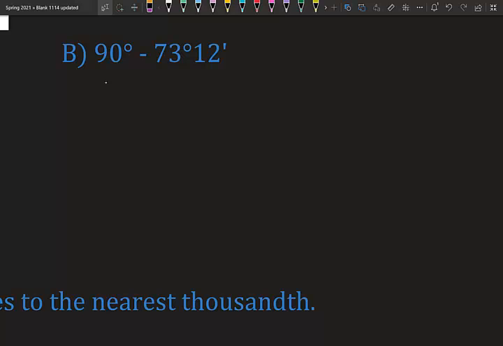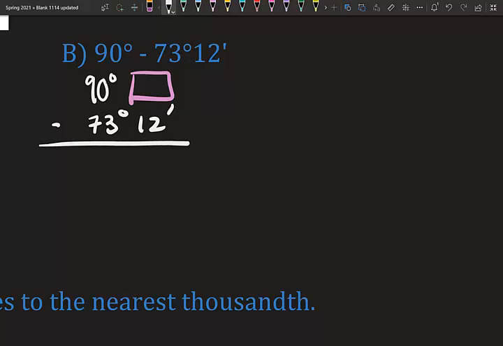All right, so we have 90 degrees. We're going to subtract 73 degrees, 12 minutes. Usually when we add and subtract using decimals, don't we have to have the placeholders? Don't we put like 0.00? We do, but we're not allowed to put 0.00 here. So we can actually change the way this looks. We need a placeholder right there.